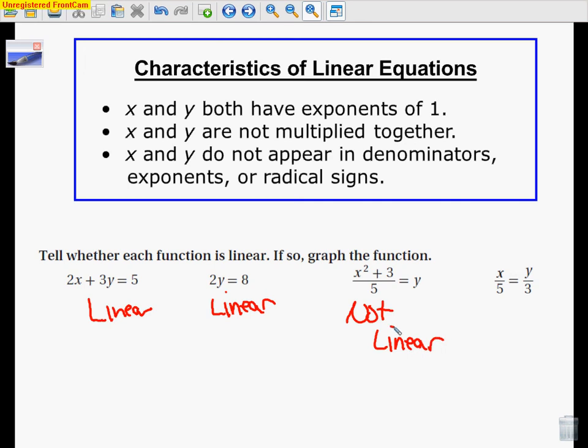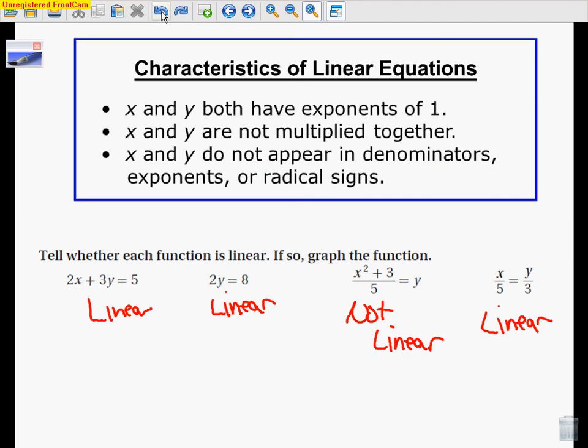And it's not linear because we have an exponent of 2 there. Okay? And then this one here, this one is linear. Alright? This one throws people off simply because a lot of times people look and say, well, there's fractions involved. Well, there can be fractions. They just can't appear in the denominator of a fraction. And denominator, remember, is the bottom of the fraction.